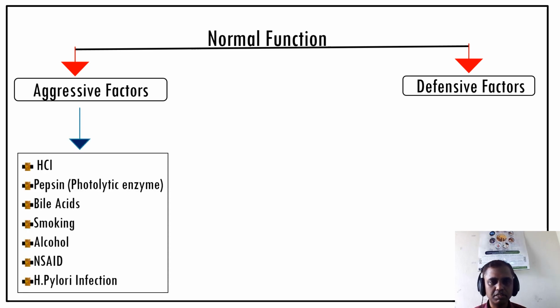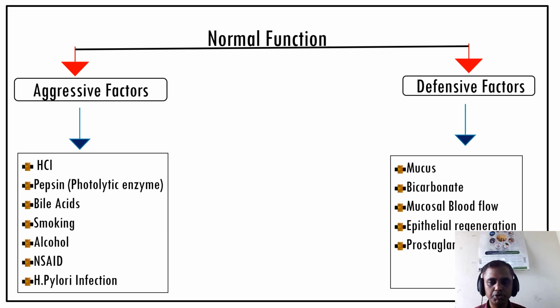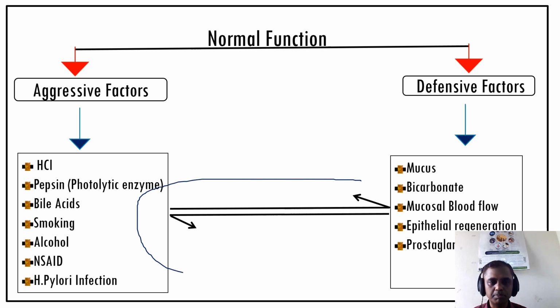So some of the aggressive factors are hydrochloric acid, pepsin, bile acid, smoking, alcohol, non-steroidal drugs and H. pylori infection. Some of the defensive factors are mucus, bicarbonate, mucosal blood flow, epithelial regeneration and prostaglandin. So these are always in equilibrium in the normal status. Both the aggressive factors and defensive factors will be in normal equilibrium.